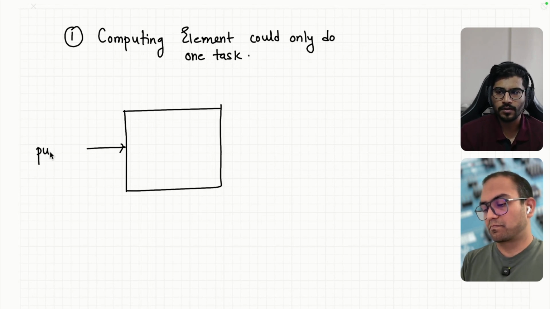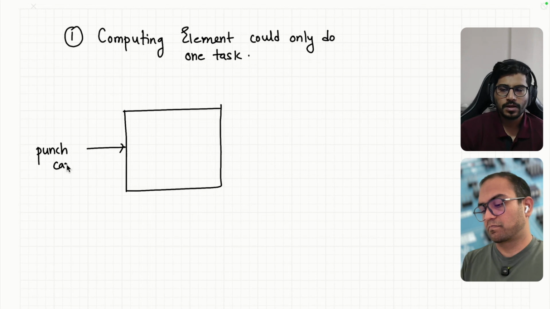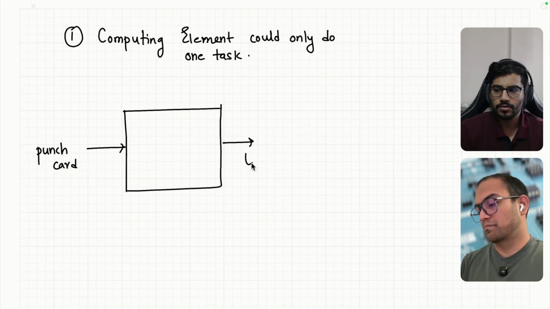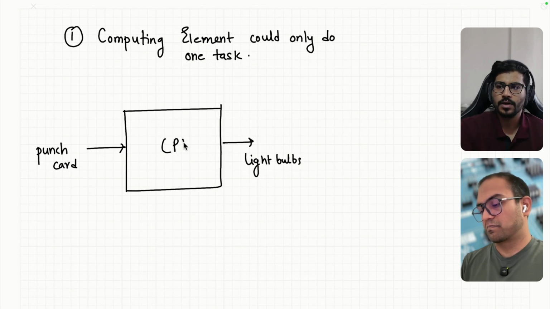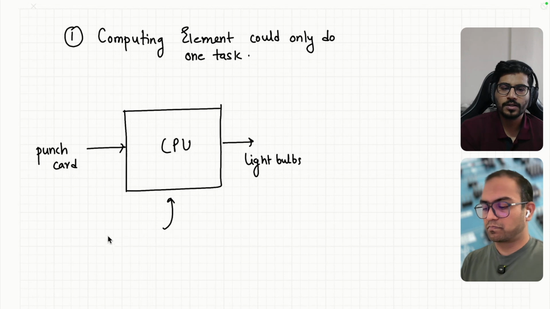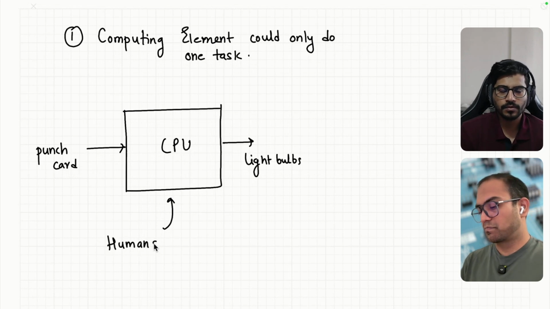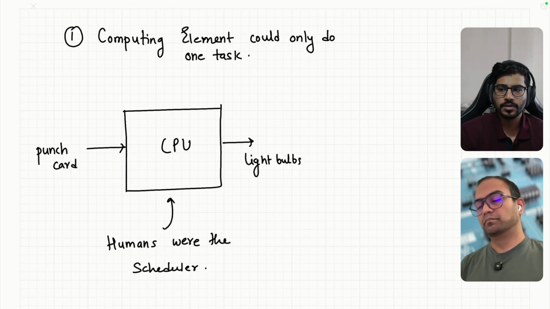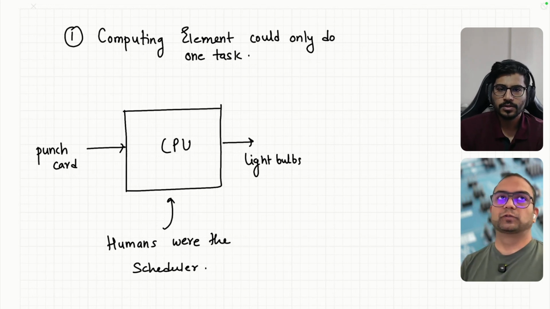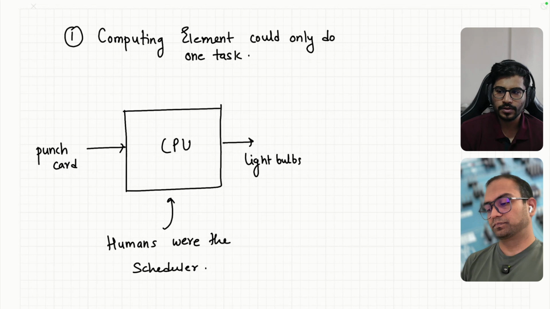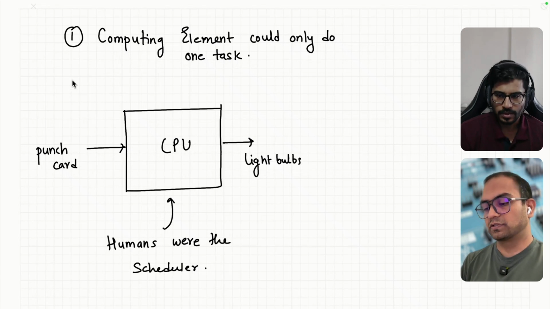It would just hold after that, and there was a human involved to basically switch between multiple tasks. Once one task is done, they would insert another job in terms of a punch card, and the computer would start, and they would basically kick-start the computing again, and they would get the results after that. So that's what the model used to be back in the day. Correct. So, Mohammed, the first part was the computing element could only do one task. What was the second one?